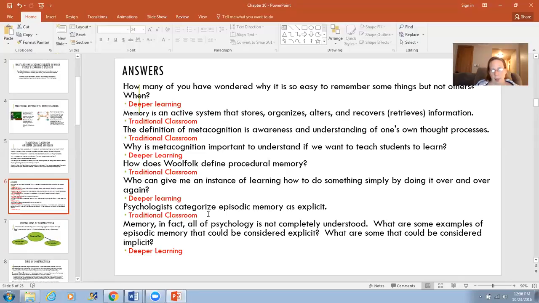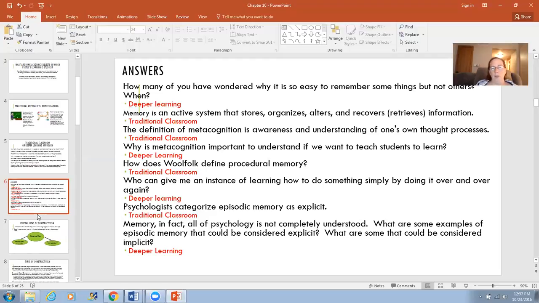Then we have psychologists categorize episodic memory as explicit. That would be traditional classroom approach, as opposed to this one, which is a similar type of material, but it's a deeper learning approach. Memory, in fact, all of psychology, is not completely understood. What are some examples of episodic memory that could be considered explicit? What are some that could be considered implicit? And so that would be deeper learning.